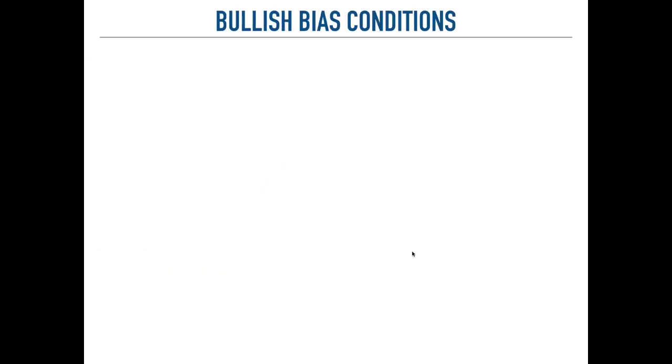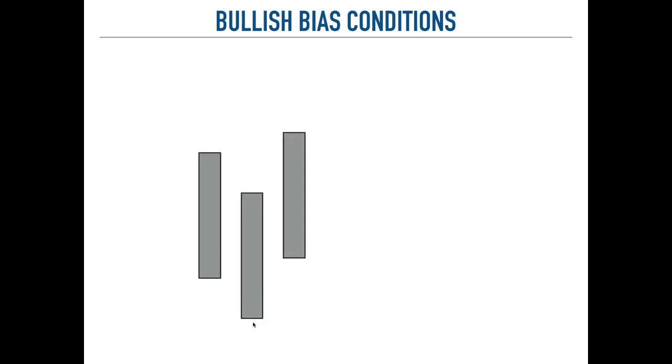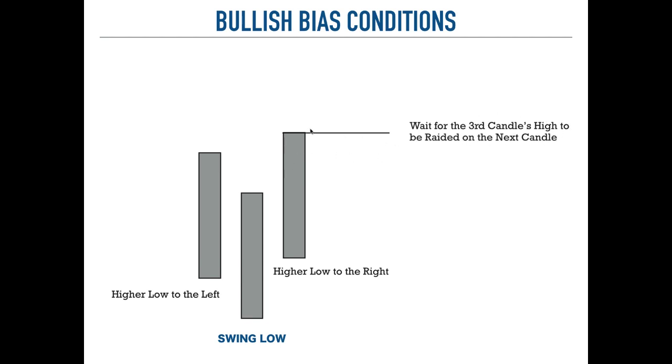On the flip side, for a bullish bias condition, we want to wait for a swing low to form. So here's our swing low. We have a higher low to the left and a higher low to the right. That creates our 3-bar swing low. On the opposite side, we want to look for the third candle's high. We're going to wait for that third candle's high to be traded through on the next candle, just like that.